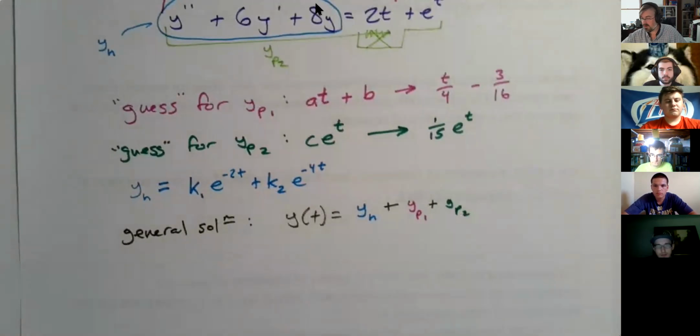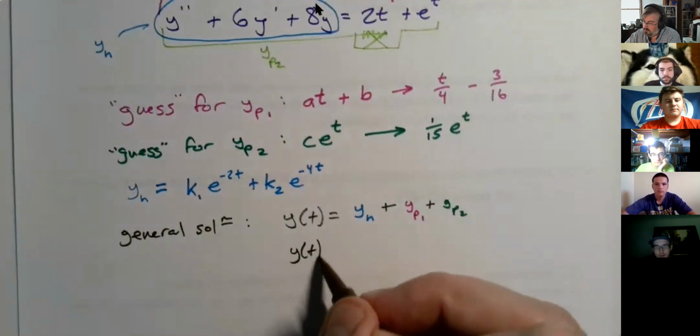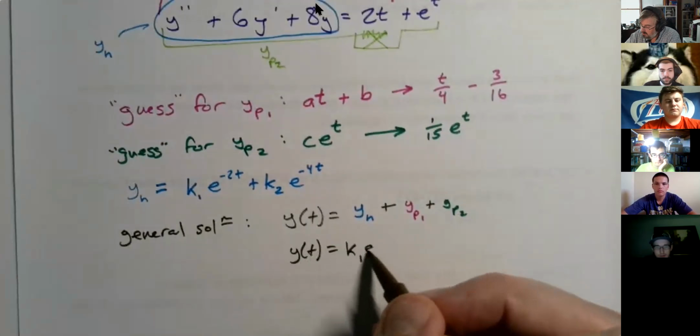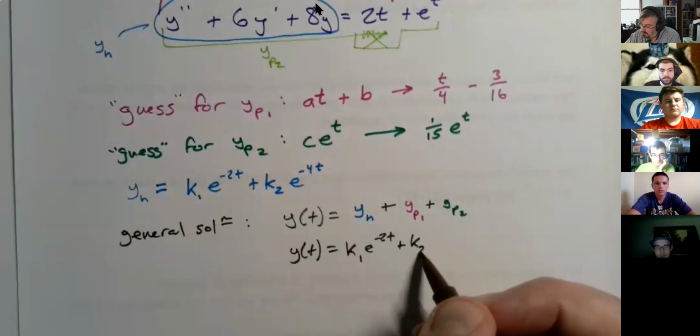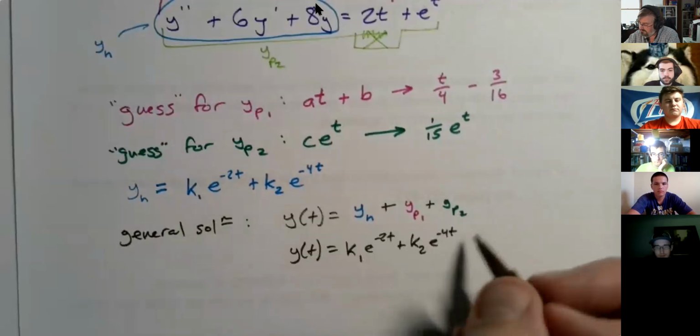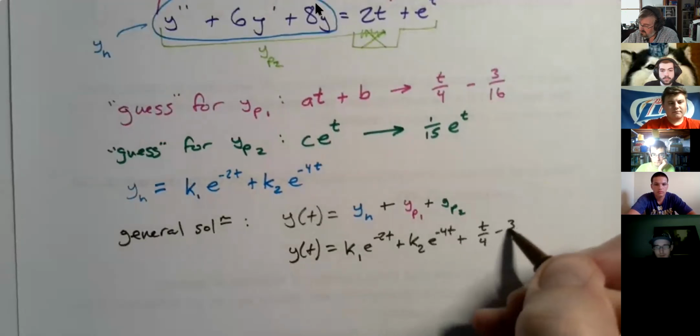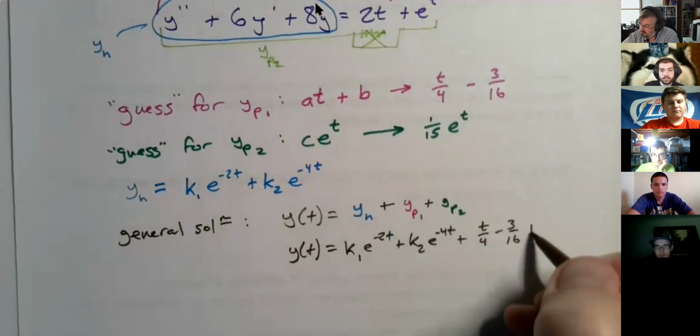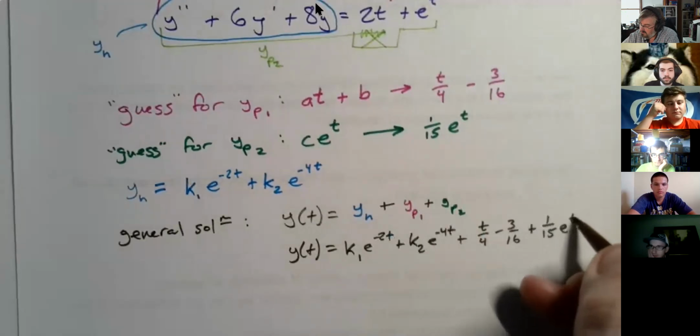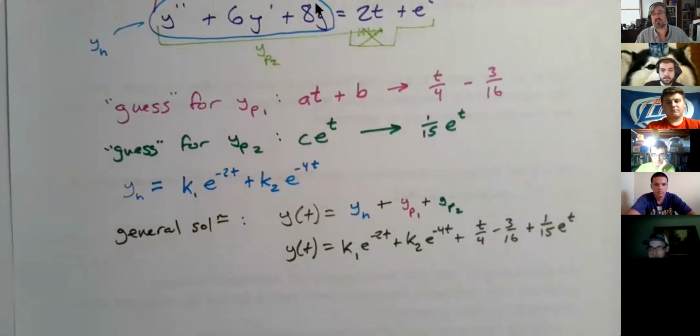And so if I play my cards right, I should be able to just write all those out and say my general solution is equal to k1 e to the minus 2t plus k2 e to the minus 4t plus my first particular solution, which is t over 4 minus 3/16, plus my second particular solution, 1/15 e to the t. Is that, in fact, what Maple says the solution is when we look for a general solution? Yeah, I think so.